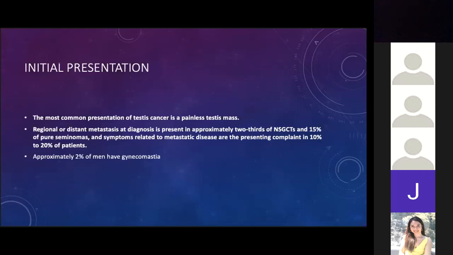And if the presentation is with pain, most likely the non-seminoma germ cell tumor caused rapid expansion of the testis resulting from intratumor hemorrhage or infarction caused by the rapid tumor growth. And although approximately 2/3 of men with germ cell tumor have diminished fertility, it is an uncommon initial presentation.